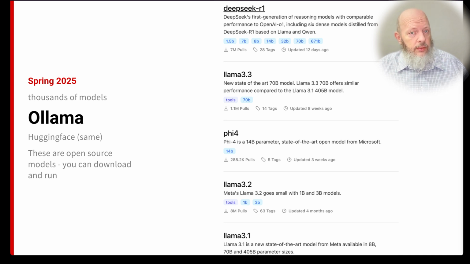You have to know how to install software. You have to know what to do with the model. It's not just like, hey, double click and run.